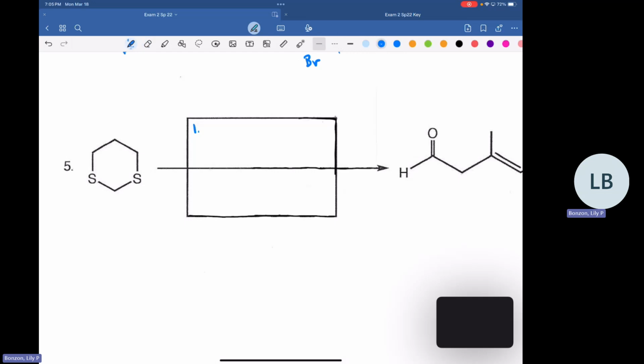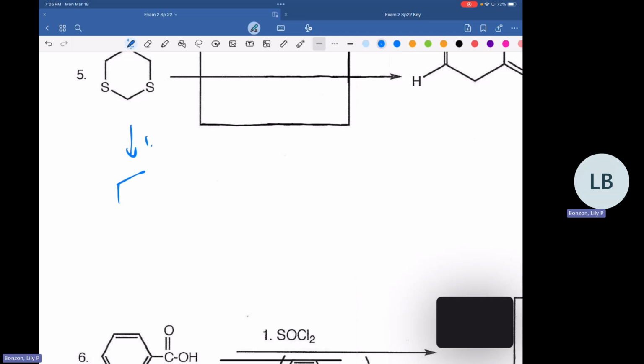But you'll want to remember the butyl lithium. And what this one does is it deprotonates this dithiane, and it gives us a carbanion.